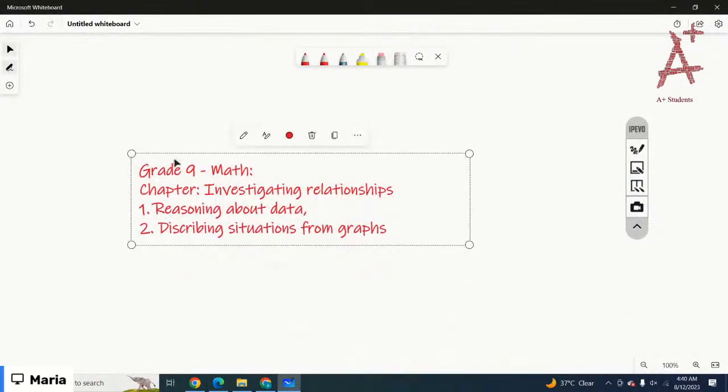Okay, so we're working on grade 9 math. The chapter we're working on is investigating relationships. The lessons we have covered are reasoning about data and describing situations from graphs. So please make sure before the next session you complete all the test questions for the lessons we did today. If you need more help with the lesson, you can contact any tutor on Skype.